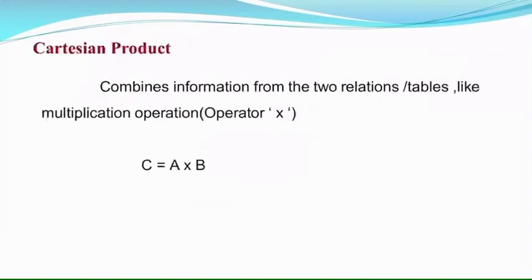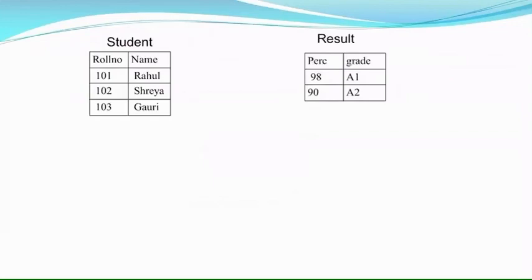Next is Cartesian product. This Cartesian product combines information from the two relations or tables like a multiplication operator. That is, it returns the product of two tables where nothing is common. That is, the number of columns or number of rows may vary. Here C equal to A cross B. We can check the example. Here we have two tables, student table and result table. The student table has 2 columns and 3 rows. Also the result table has 2 columns and 2 rows only.